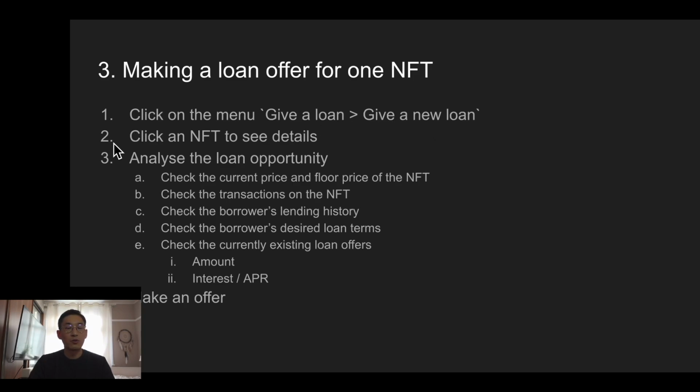And then once you get routed to a page where you see a whole bunch of NFTs listed, you need to pick one NFT and then click on that to see the details. So basically, this NFT becomes the collateral in the loan deal. And then in the NFT details page, you're going to be able to see all different kinds of metrics, and then you're going to do some analysis on whether this NFT is suitable for you to make a loan offer.